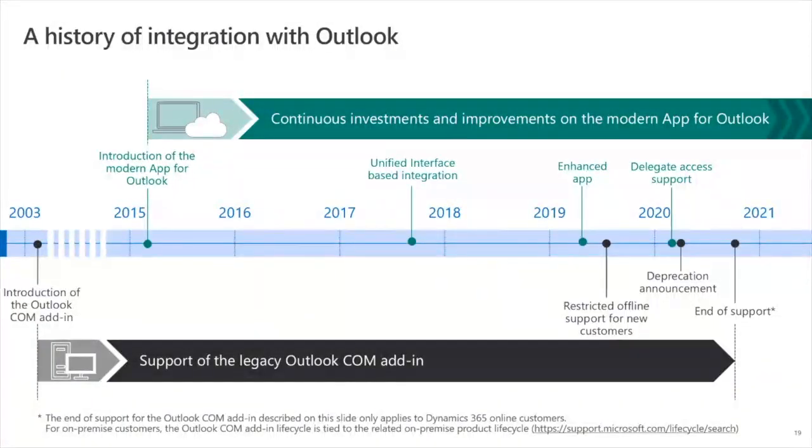For on-premise customers, the Outlook COM add-in support lifecycle is actually tied to the related on-premise product lifecycle. So if you have CRM 2016 on-prem, the Outlook COM add-in for CRM 2016 will be supported as long as the related on-premise product is supported.